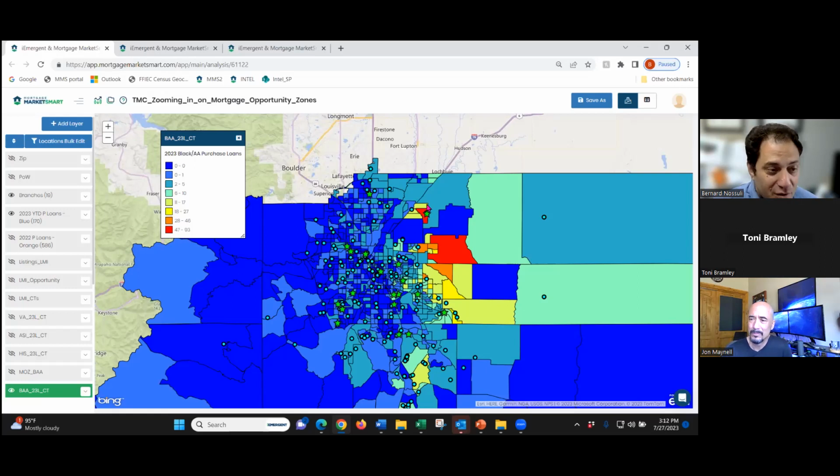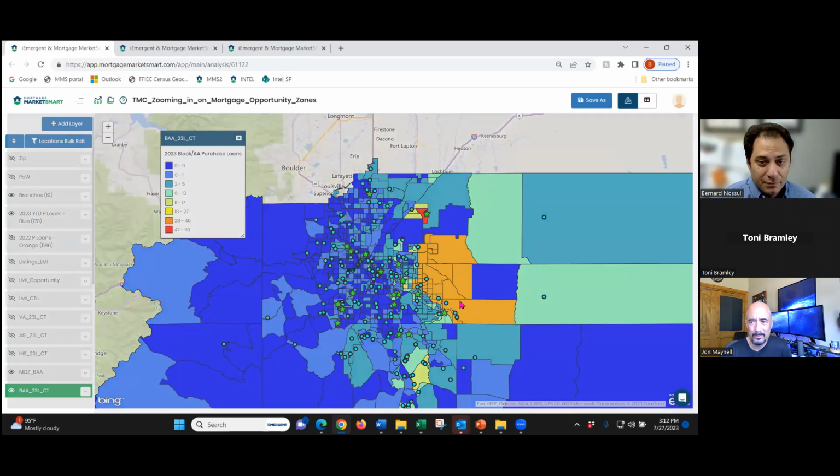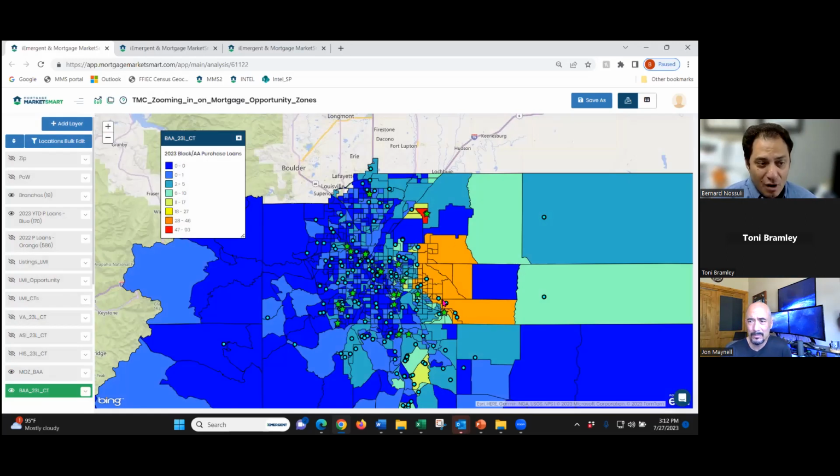So I would say there's a tiny pocket right over here where they have a branch, and then this larger area right down here. And so in fact, what that larger area looks like is this orange section. Okay, so now we're talking about the mortgage opportunity zone. We don't have to focus on all of Denver. We just have to focus on this area in order to reach this specific segment.